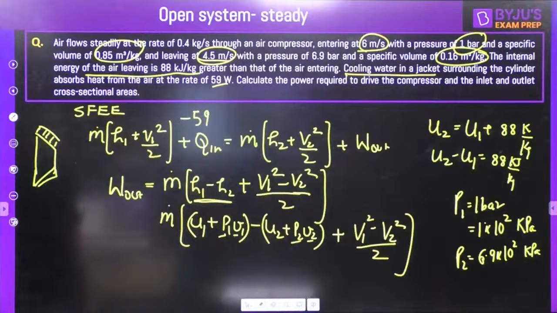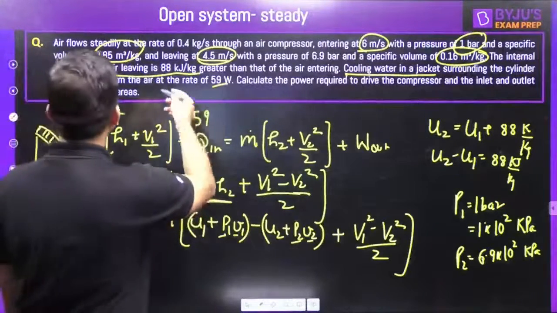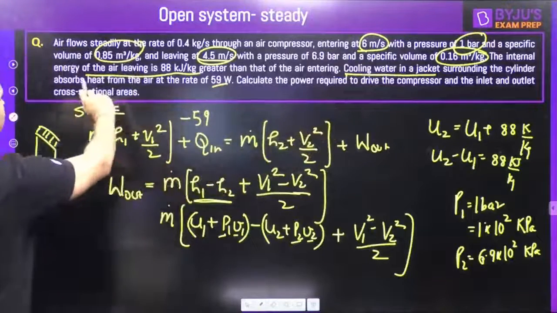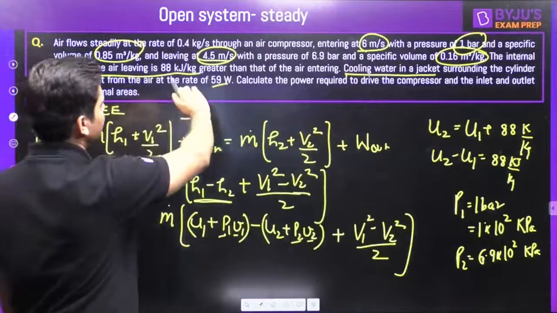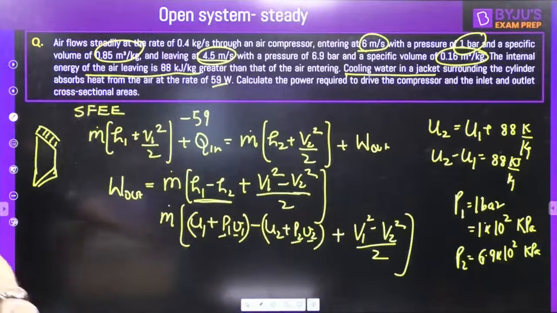CP, T, and U is given. No, U is given. Internal energy is given. The internal energy of the air leaving is 88 kilojoule per kg greater than that of the air entering. CP, T and U is given. U is given, right?